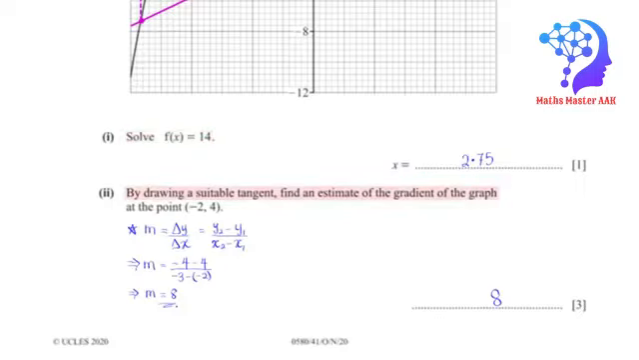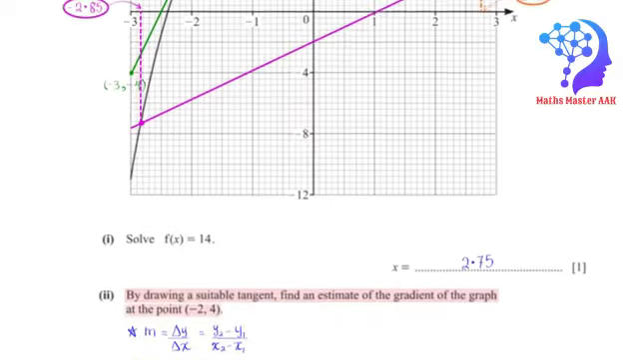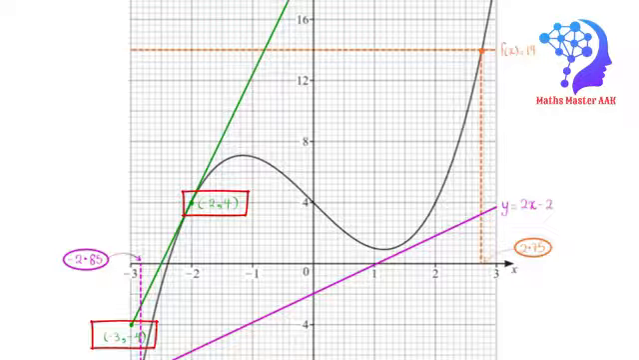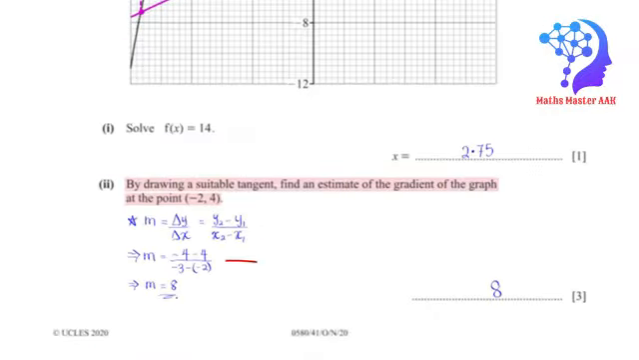By drawing a suitable tangent, find an estimate of the gradient of the graph at the point (-2, 4). So first, we draw our tangent at the point (-2, 4). In addition to the point (-2, 4), let's find another point on our tangent. We are going to use these 2 points to estimate the gradient. And so we have m is equal to (-4 minus 4) divided by (-3 minus -2). When we type this into the calculator, we get 8.